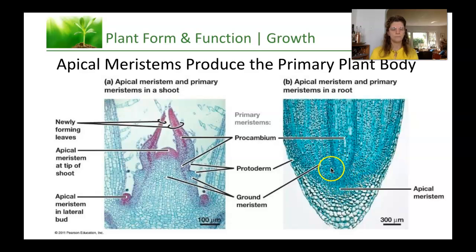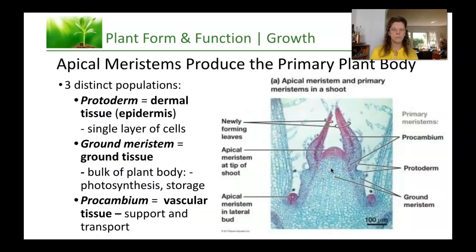root cap here. Apical meristems produce the primary plant body in 3 distinct populations: the protoderm, which is the dermal tissue, the ground meristem, which is the bulk of the plant body, and that's where photosynthesis takes place and storage happens, and the procambium, which is vascular tissue. And remember, that's primarily for transport, but also for support.